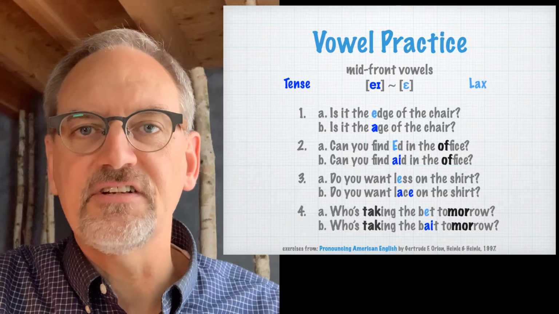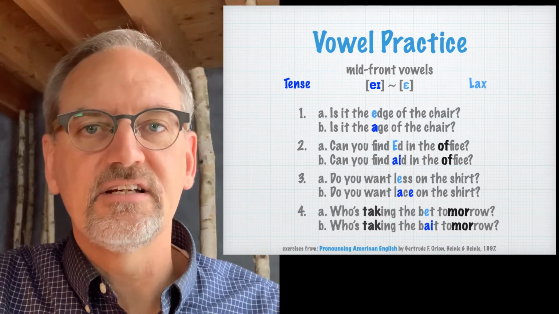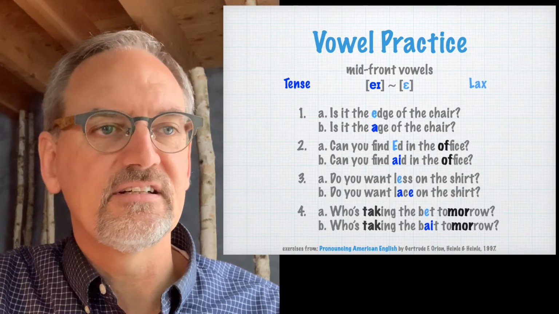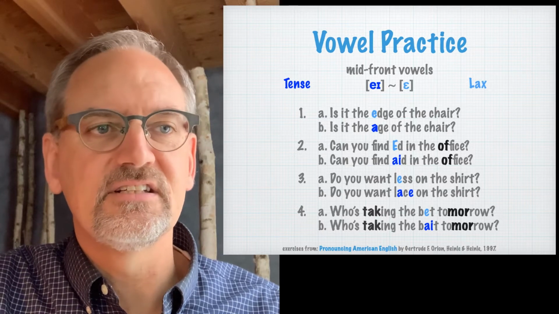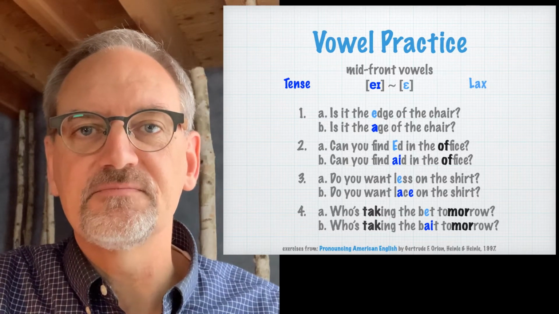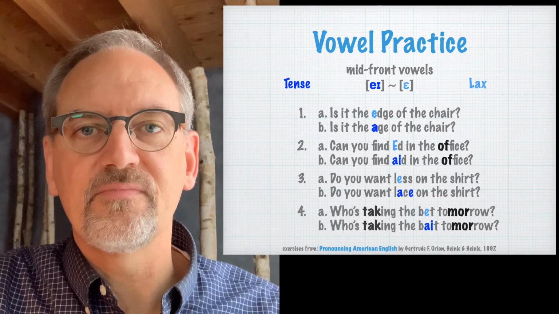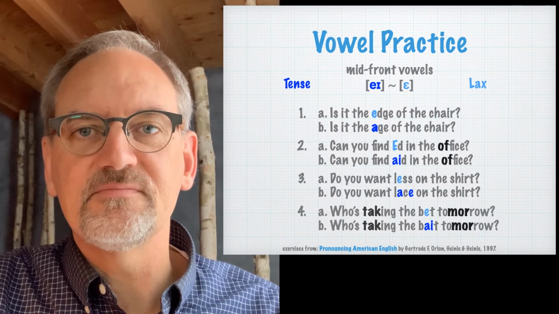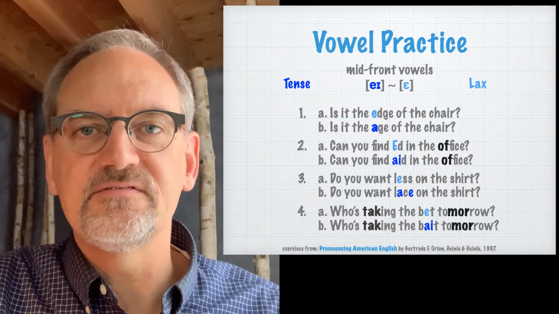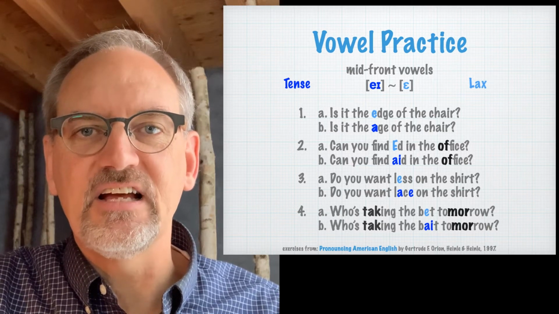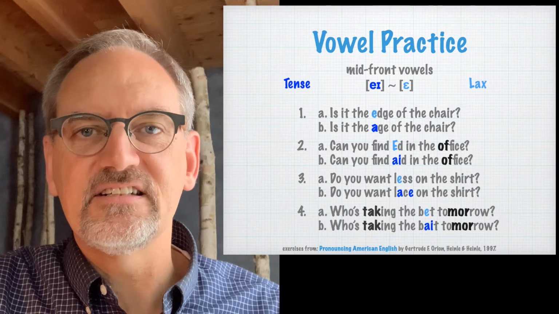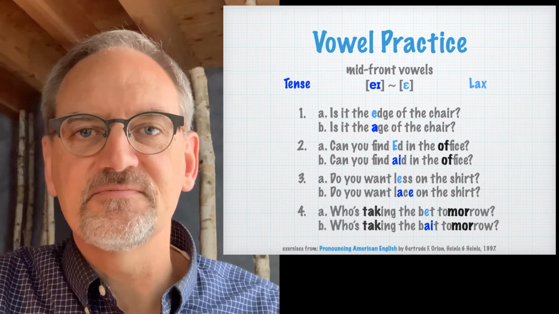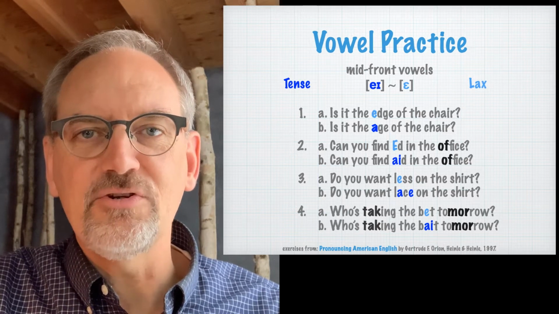Can you find Ed in the office? And now the B sentence. Can you find Aid in the office? Ed. Aid. Can you find Ed in the office? Can you find Aid in the office?